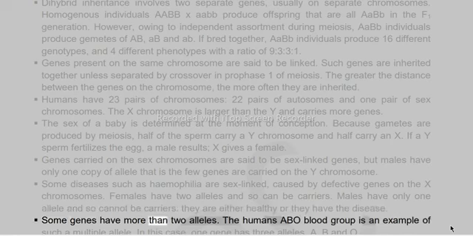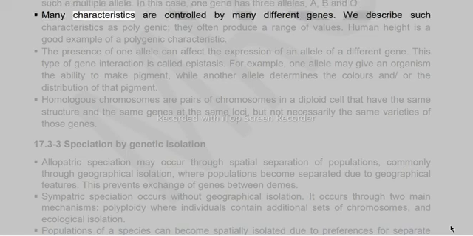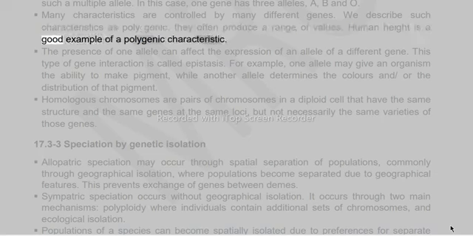They are either healthy or they have the disease. Some genes have more than two alleles. The human ABO blood group is an example of such a multiple allele. In this case, one gene has three alleles, A, B and O. Many characteristics are controlled by many different genes. We describe such characteristics as polygenic. They often produce a range of values. Human height is a good example of a polygenic characteristic.